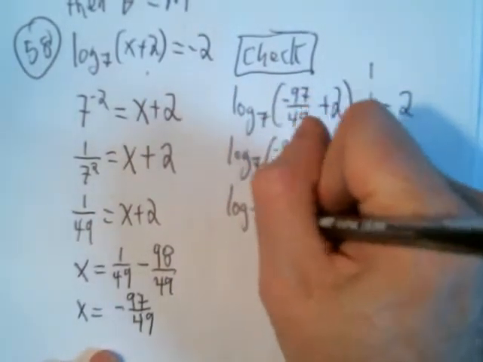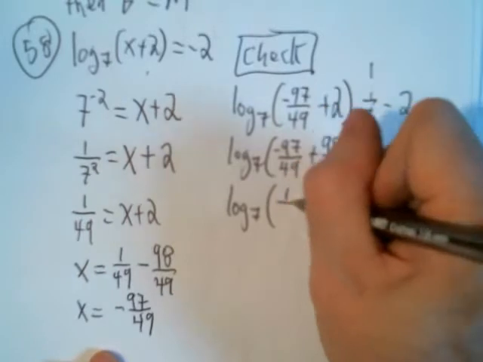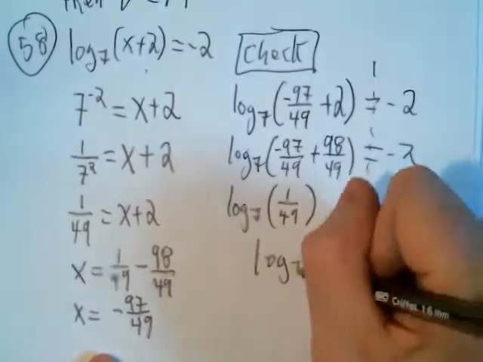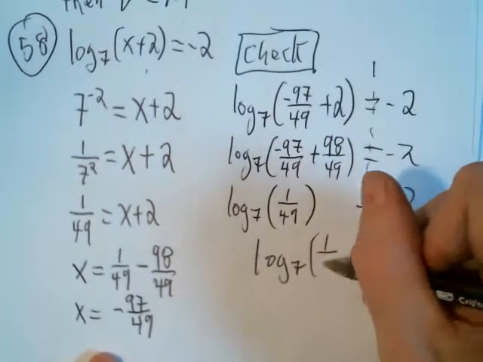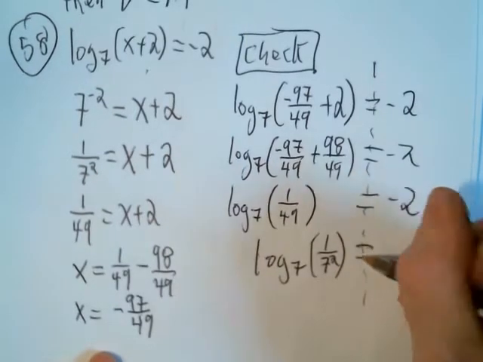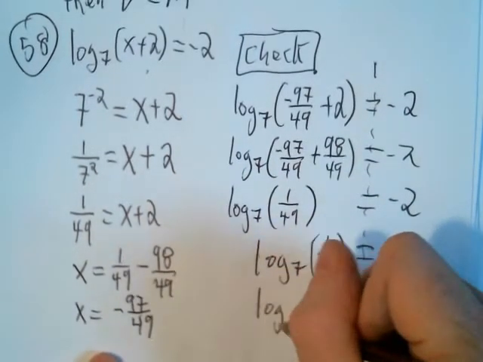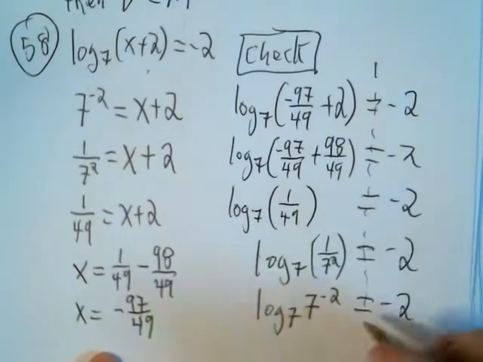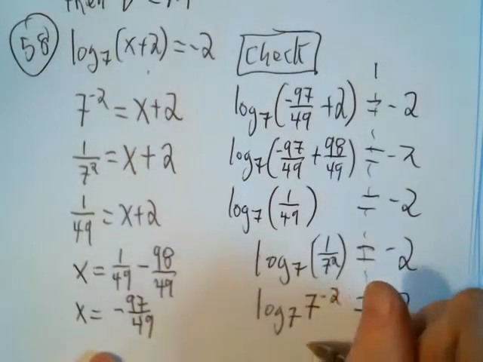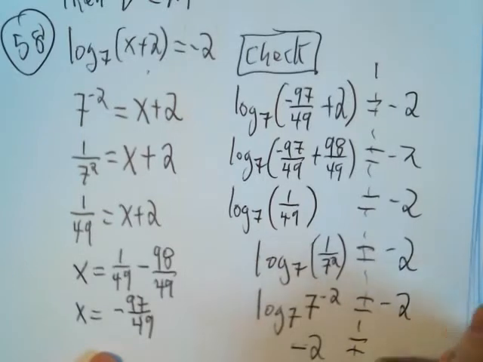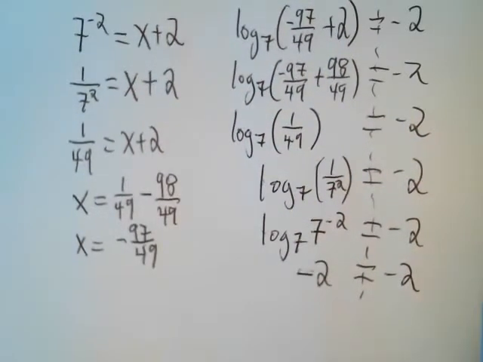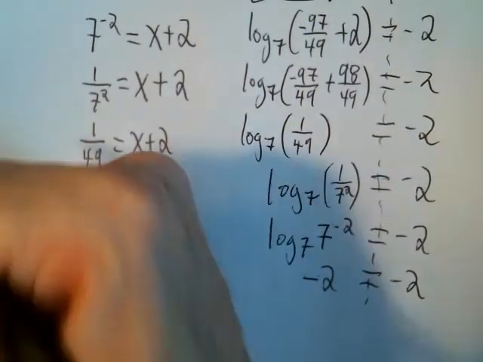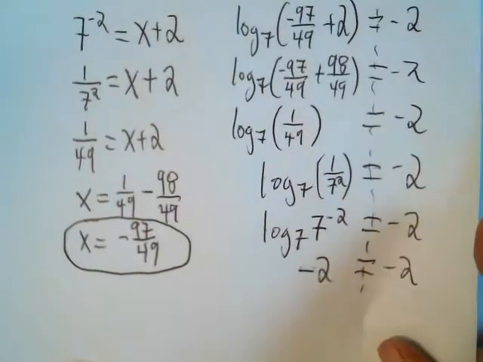Then I have log base 7 of 1/49. The other side, negative 2. And of course, this is log base 7 of 1/7 squared. The other side, negative 2. And then we could rewrite this as log base 7 of 7 to the negative 2. And then, of course, log base 7 of 7 to the negative 2 is just negative 2. Okay. And we ended up with a true statement, so I can walk back over here and officially give it my stamp of approval. And there's my answer.